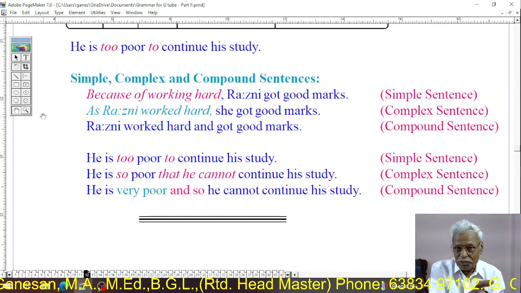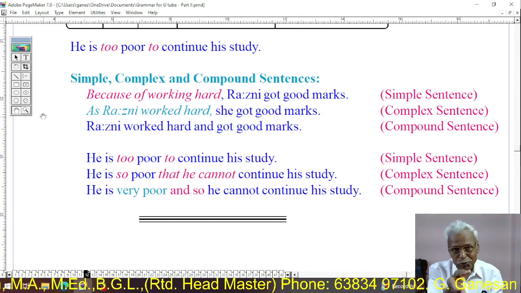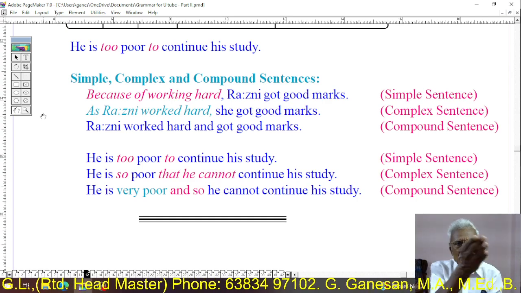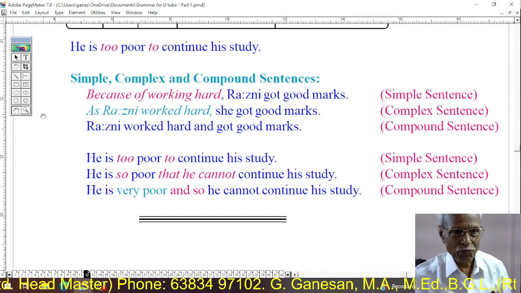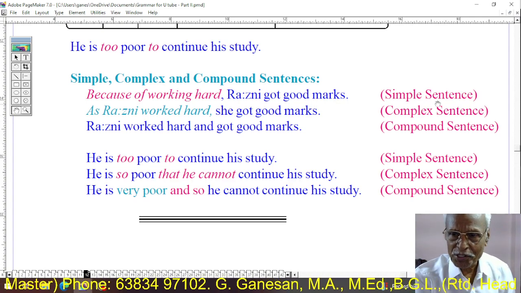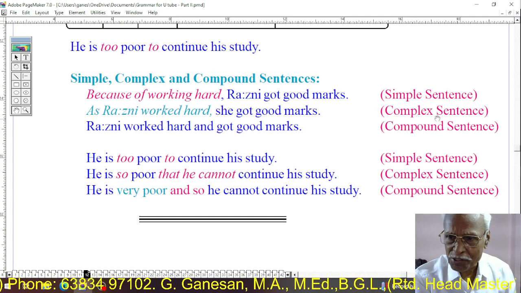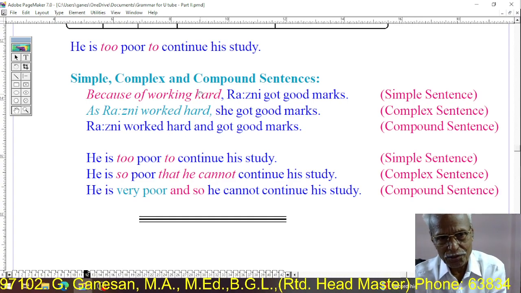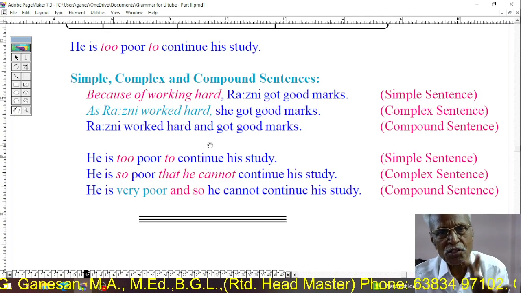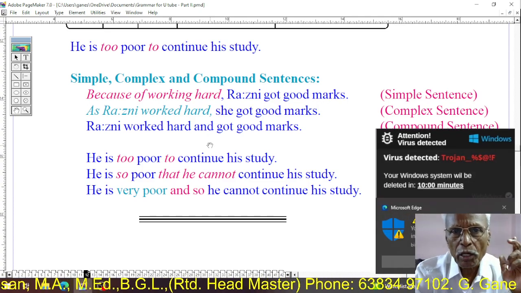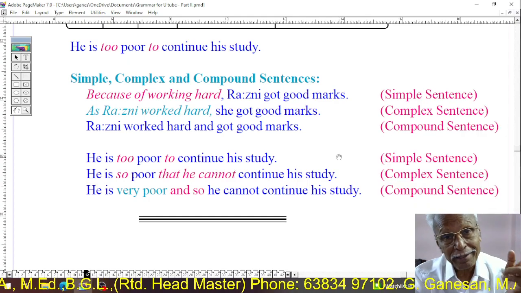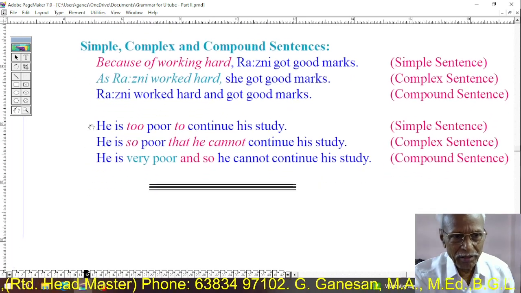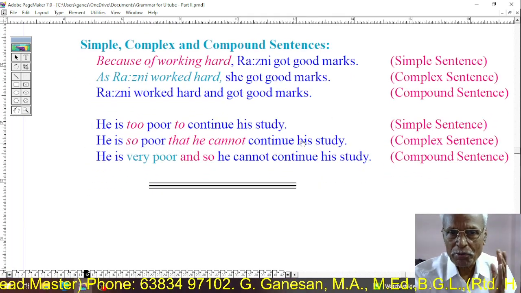In telling the changing of clauses into phrases, I have taught you the way of converting a complex sentence into a simple sentence and a compound sentence into a simple sentence. So, because of working hard, it is a simple sentence. As Rani worked hard, it is a complex sentence. Rani worked hard and got good marks, compound sentence. The meaning of these three forms of sentences is the same. But one is simple, another is complex, and yet another one is compound. Simple, complex and compound.